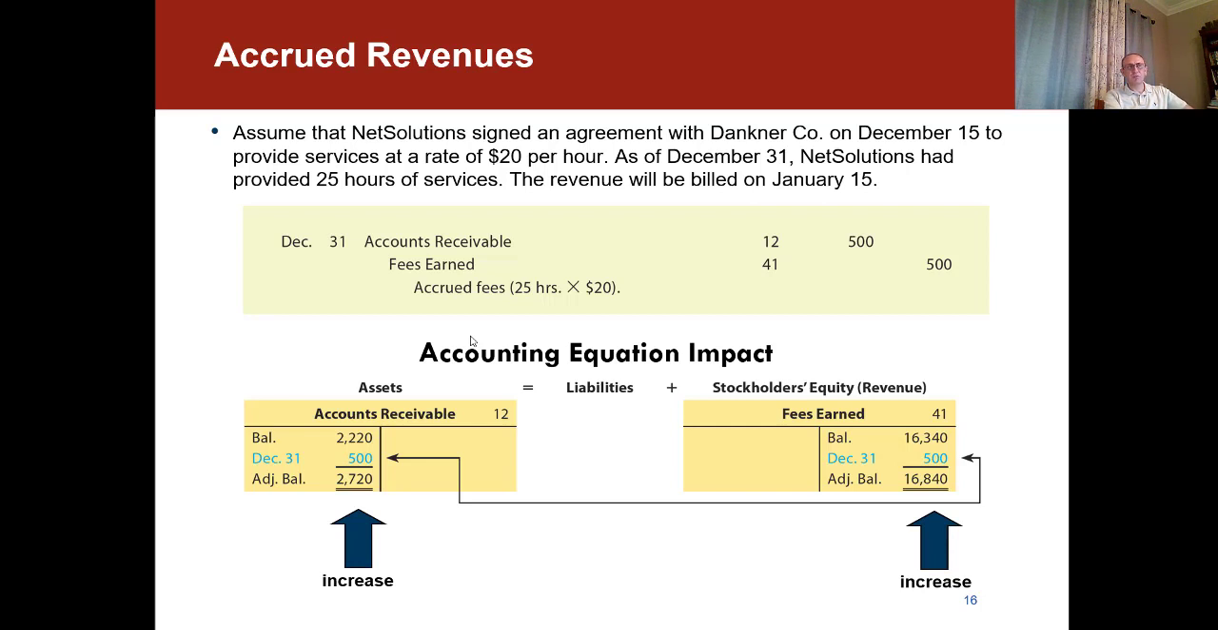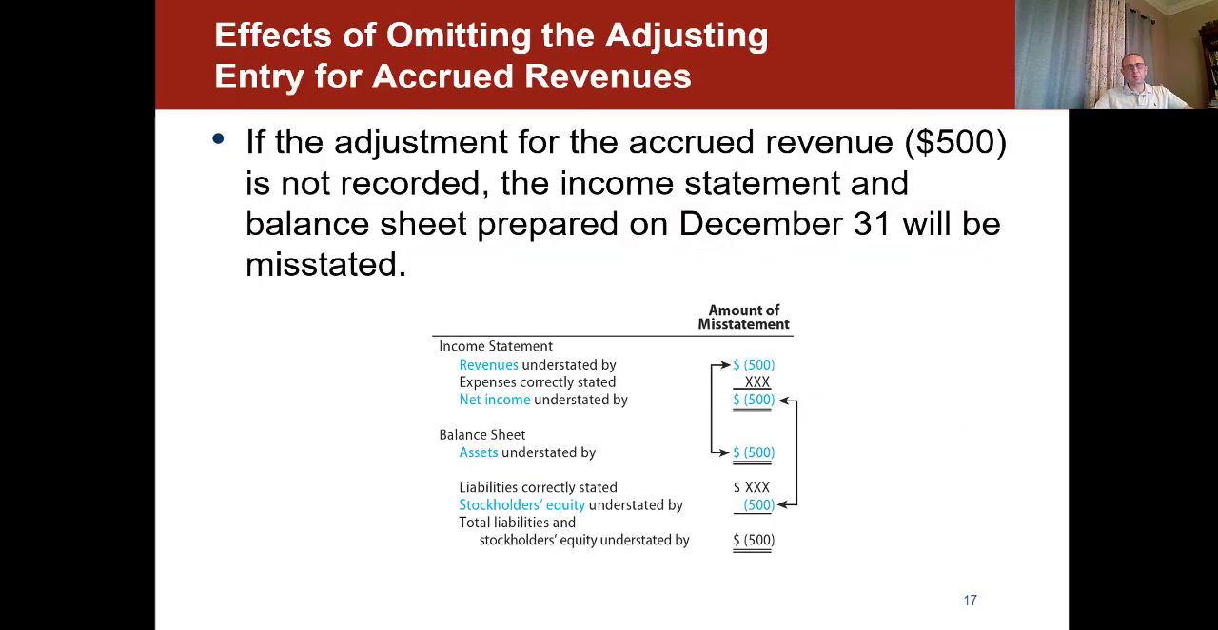So what if the accountant forgot to record this kind of adjusting entry? We call it an omission of the adjusting entry. What would be the effect of that? What would be the consequences? So the adjustment for the accrued revenue of $500 is not recorded. The income statement and balance sheet prepared on December 31st would be misstated.